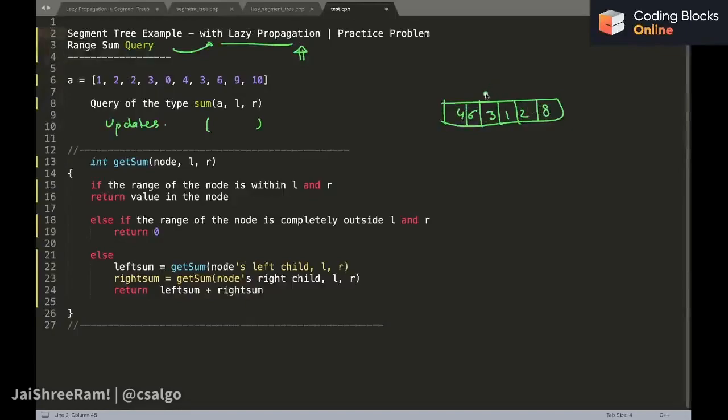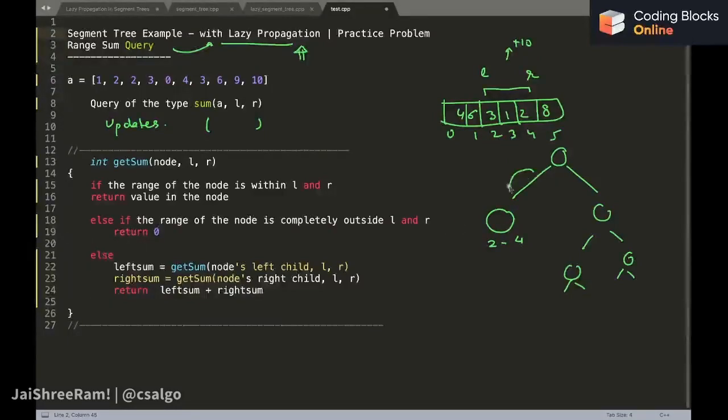So let's say there is a query which says update the elements from L to R by a value of plus 10. Maybe let's say this index is 0 1 2 3 4 5. There is a node which stores, let's say, the answer from the range 2 to 4, and maybe there is a bigger tree. I'm not going to draw the entire tree, but suppose you come to this node and you find this is the node where I need to update my answer.